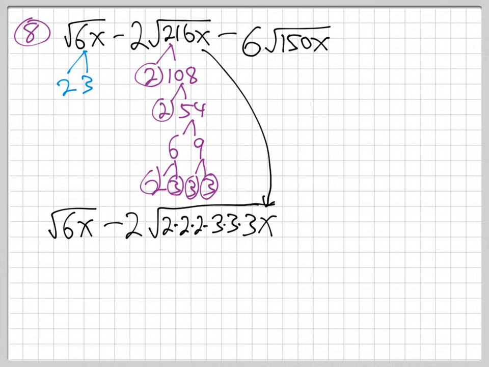Oh, thanks. And then now the 6, or I mean the 150. Let's break that down. 15 times 10, right? Anything ending in a 0 is times 10. 15 is 3 times 5. 10 is 2 times 5.